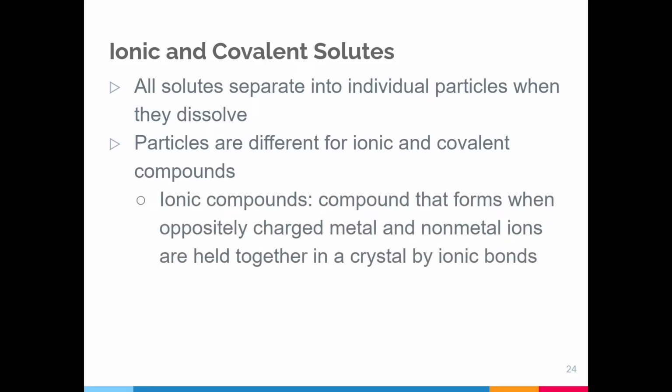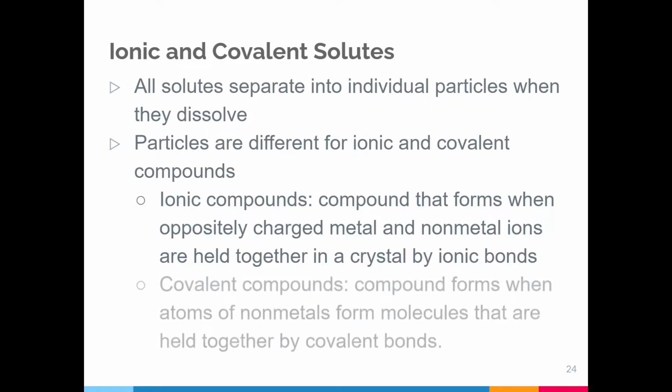So if you have an ionic compound, remember, that's a positive ion attracted to a negative ion. Again, these things form when oppositely charged metal and non-metal ions are held together in a crystal by ionic bonds. Just know ionic bonds are positive and negative charges alternating in that crystal. Those ions are formed by the transfer of electrons. If you lose an electron, you become a positively charged ion called a cation. If you gain an electron, it's a negatively charged ion called an anion.